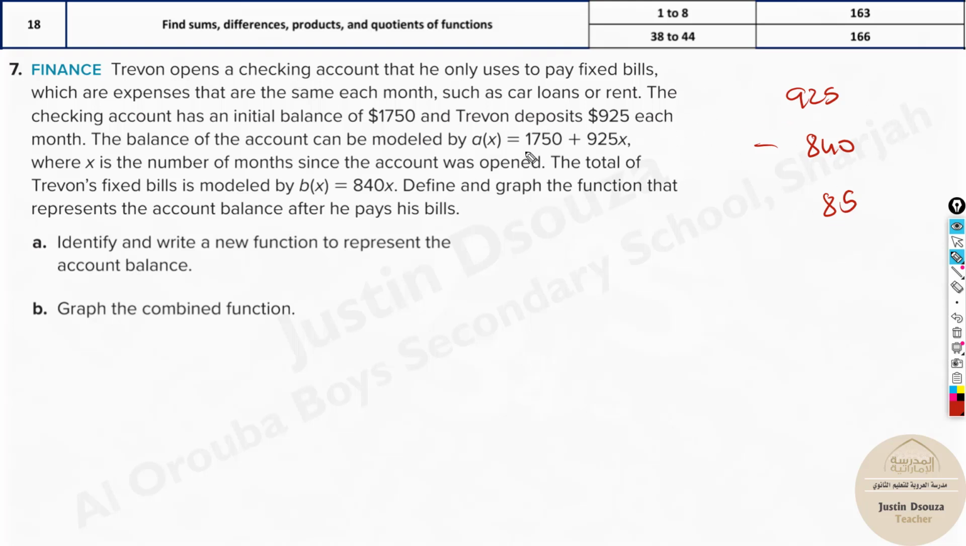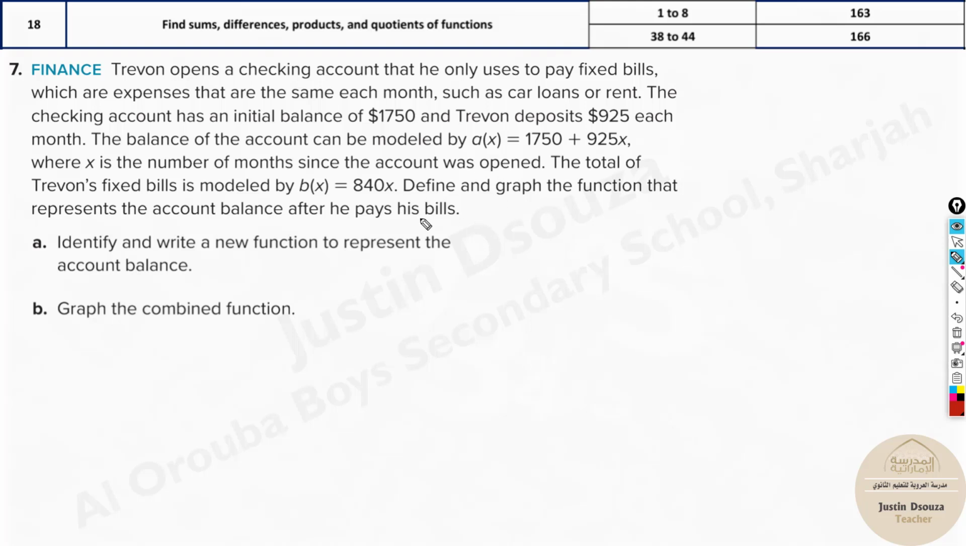But here, this is the equation given. x means for every month. Define the graph of the function that represents the account balance after he pays. Now first, let's write over here the first part, identify and write a new function that represents the account balance. So whatever money he has put in, some money is deducted as well, right? What is exactly happening?